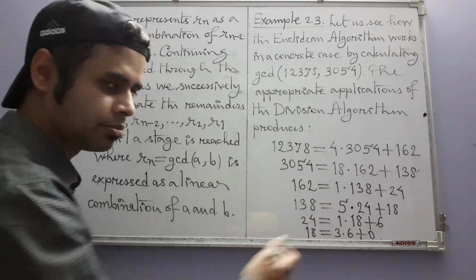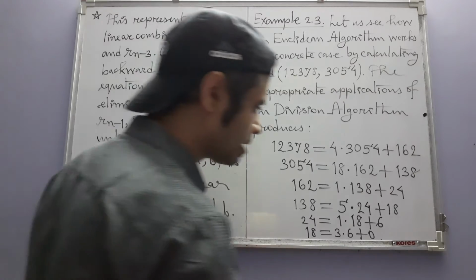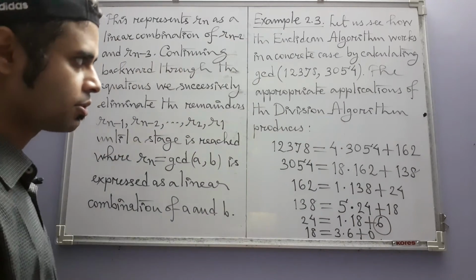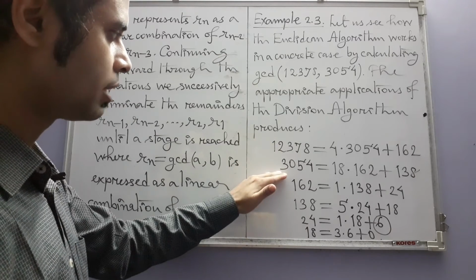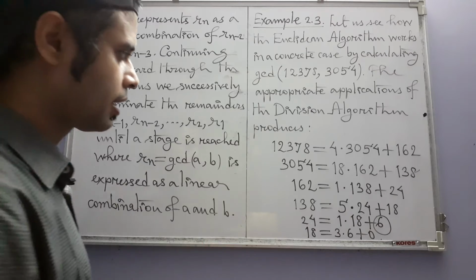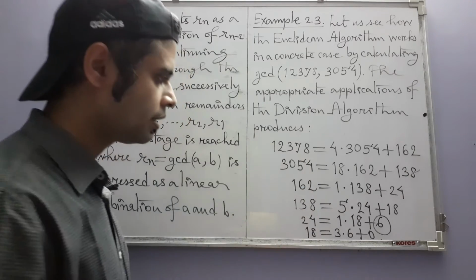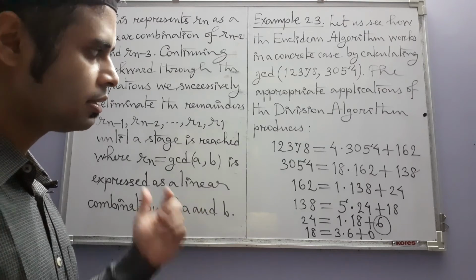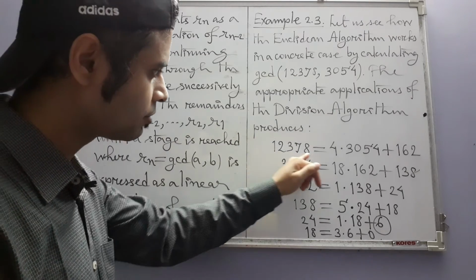And here of course the remainder is 0. So the last non-zero remainder is 6, and that's why the GCD of these two numbers is 6. You can understand how efficient and how easy this process is. You don't even have to think about the factors of these numbers.